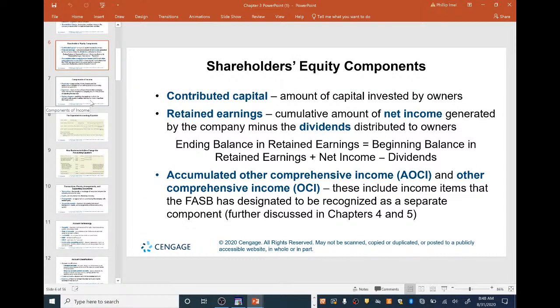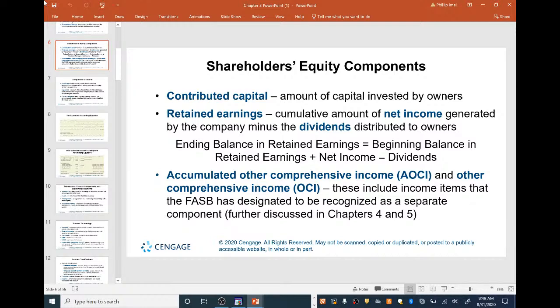So let's talk about some of the components of shareholders' equity. We'll start with contributed capital. This is the amount of capital that is invested by the owner. So once again, that's contributed capital. Next component, retained earnings. This is the cumulative amount of net income generated by the company minus dividends distributed to the owners.